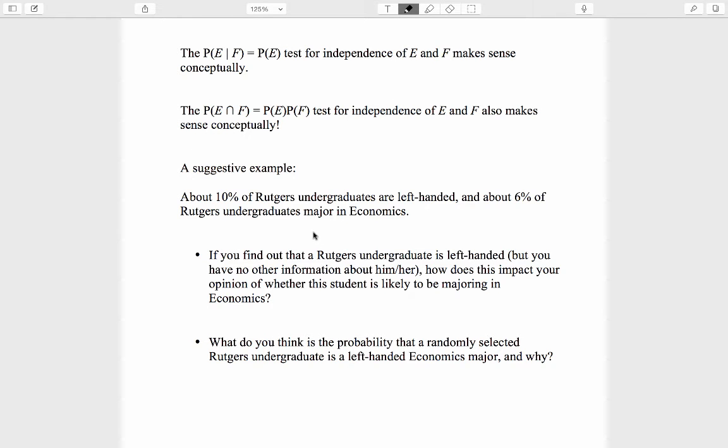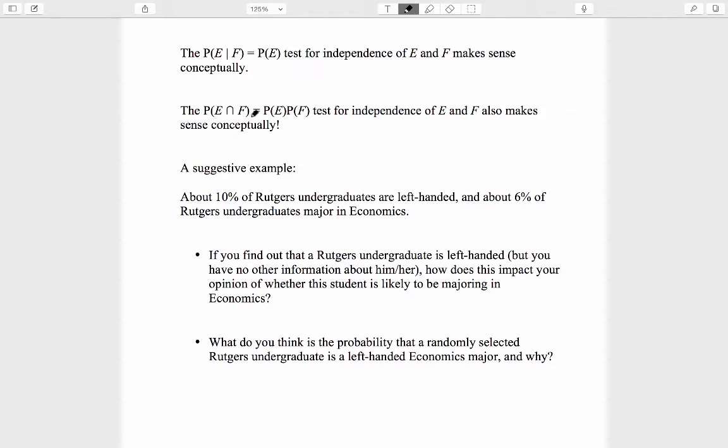We now have two ways of testing whether events are independent. The first one, the probability of E given F equals the probability of E, tests for the independence of E and F, and makes sense conceptually. Understanding why this makes sense goes to the heart of understanding what independence is. To say that these two probabilities equal one another, the before the fact and the after the fact probabilities, is the same as saying that the occurrence of F has no influence on how likely we think E is. Has no influence on is the same thing as independent of.